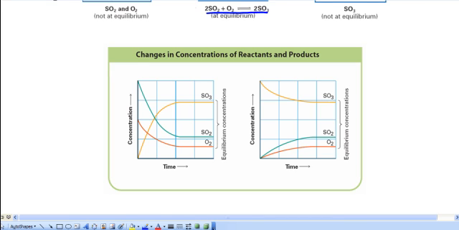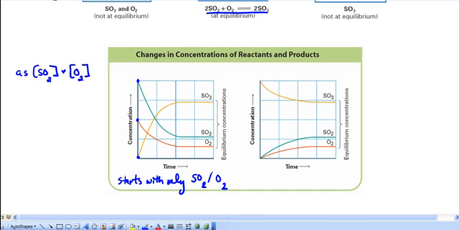Now, looking at the middle of our page here, let's take a look at this same reaction graphically. Let's take a look at the one on the left. This one starts with only SO2 and O2. Notice you have your SO2 starting right there, you have your O2 starting right there, your SO3 is starting at 0. So what happens is, over time, the SO2 concentration decreases and your oxygen decreases. Now, why are they decreasing? Because they're colliding and they're reacting.